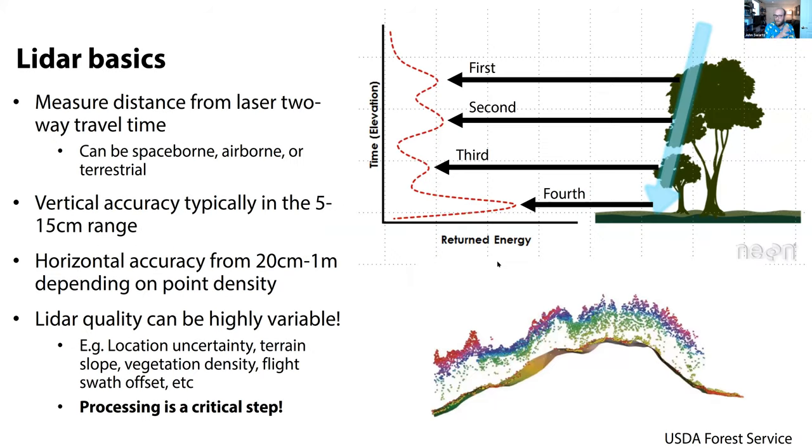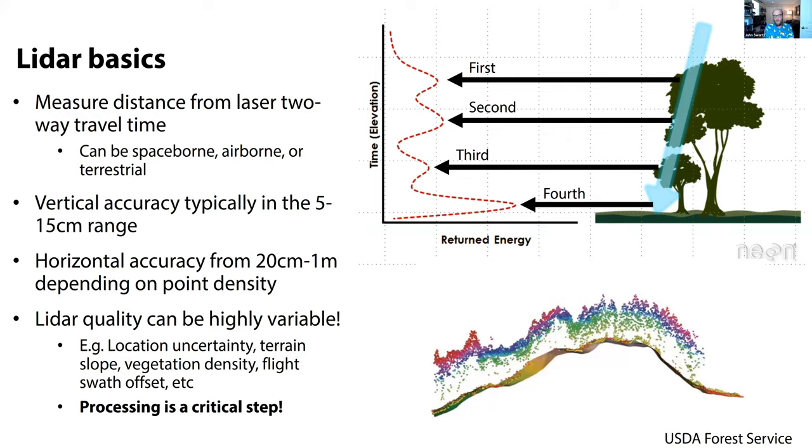So we're going to start by moving through the two most basic terrestrial high-resolution topography methods, which are LIDAR and structure from motion. Starting with LIDAR, to put it in a very simple way, what we're doing is measuring the distance that a laser travels in two-way travel time. And this is a laser that can be sourced from a spaceborne, airborne, or terrestrial platform. LIDAR gives us a vertical accuracy typically in the 5 to 15 centimeter range, and horizontal accuracy in a 20 centimeter to 1 meter range, depending on the point density of our acquisition.